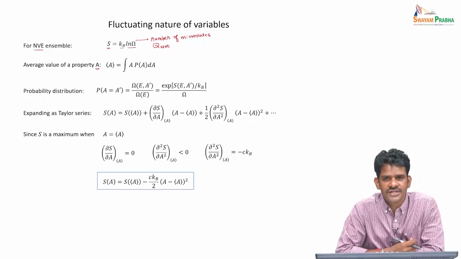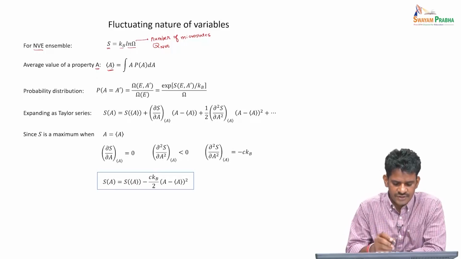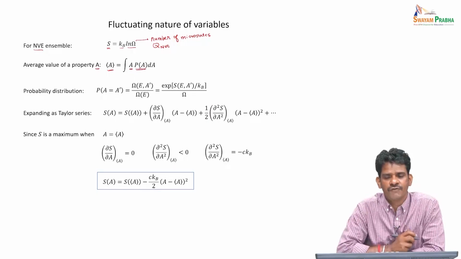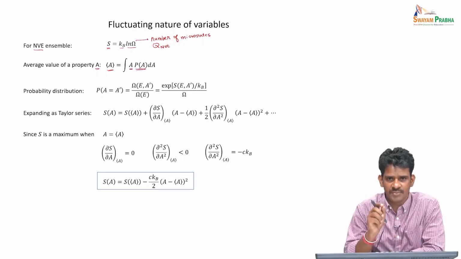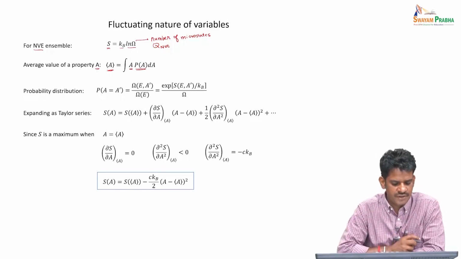If I am interested in any particular quantity A, this A can be a kinetic energy, or a potential energy, or a pressure, or any property that we want to measure. It can be written as an ensemble average, which is the integral of the property A times the probability of finding a microstate with that property A, integrated over all possible A values. This gives an average estimate for a property A.